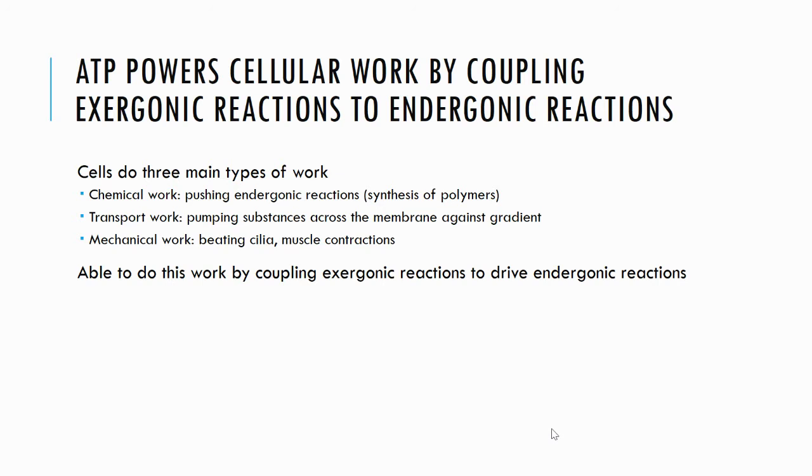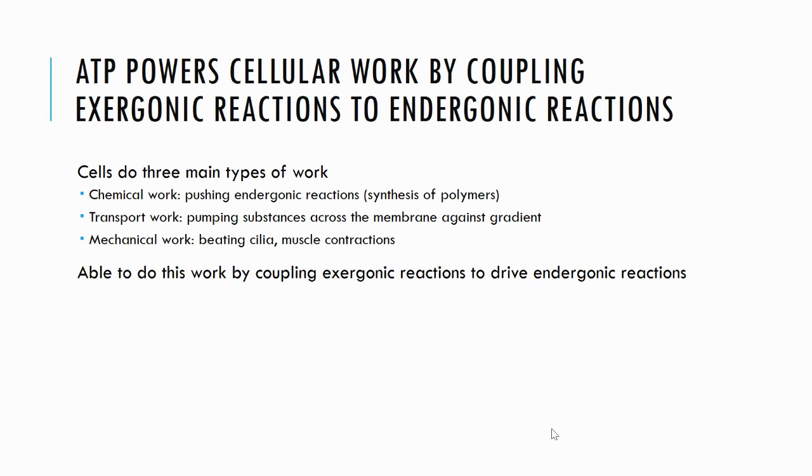ATP powers cellular work by coupling exergonic reactions with endergonic reactions. Cells do three main types of work. They can do chemical work by pushing endergonic reactions when they synthesize polymers, like proteins. Cells also do transport work to pump substances across the membrane against the gradient, like active transport, and mechanical work, for example, beating cilia and muscle contractions.